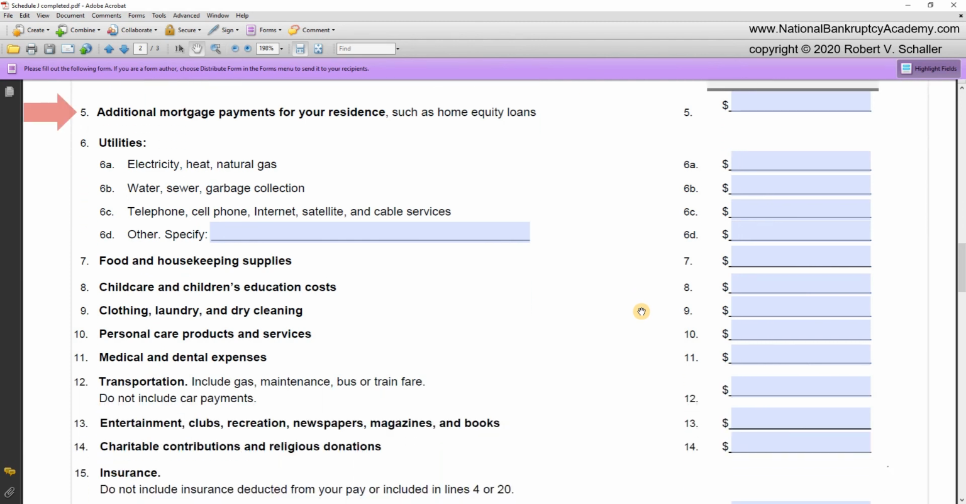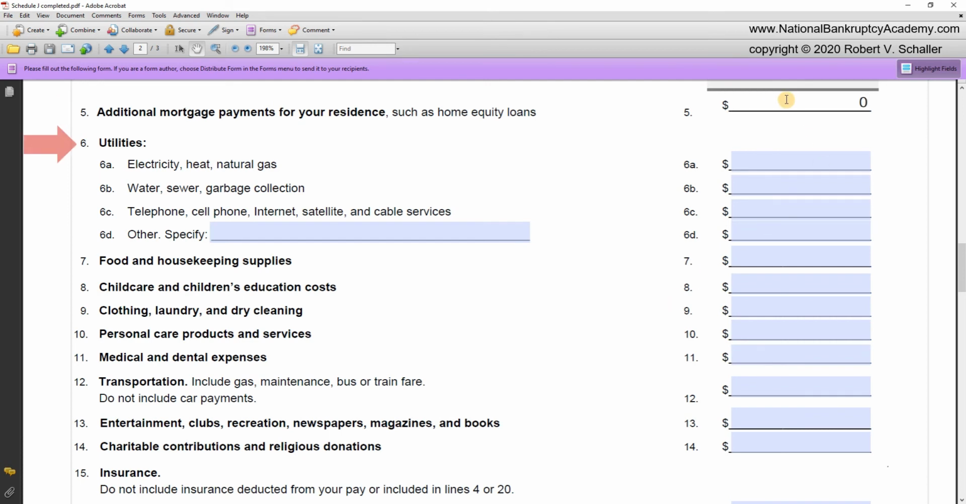Line 5. Line 5 requires the debtor to identify any additional mortgage payments for the debtor's residence, such as a home equity loan or a junior mortgage. Sometimes the debtor can have 1 mortgage, 2 mortgages, and even 3 mortgages. Those additional mortgage payments would be included on line 5. In the case of George and Martha Washington, they do not have a second mortgage or a home equity loan, so the amount on line 5 would be 0.